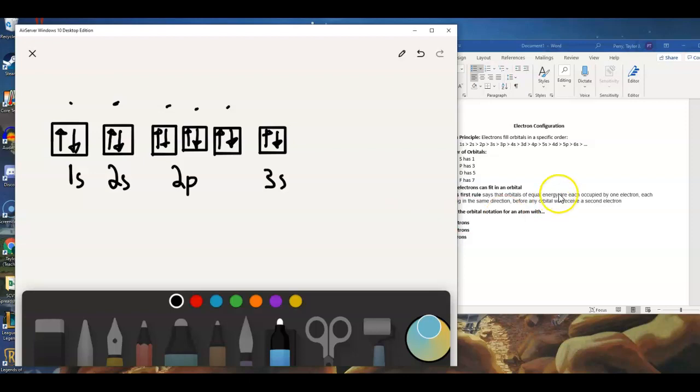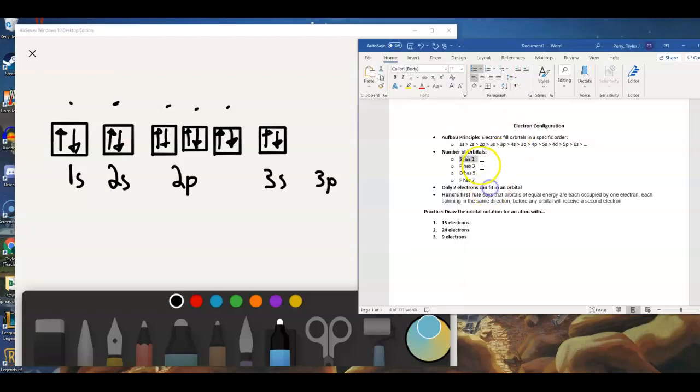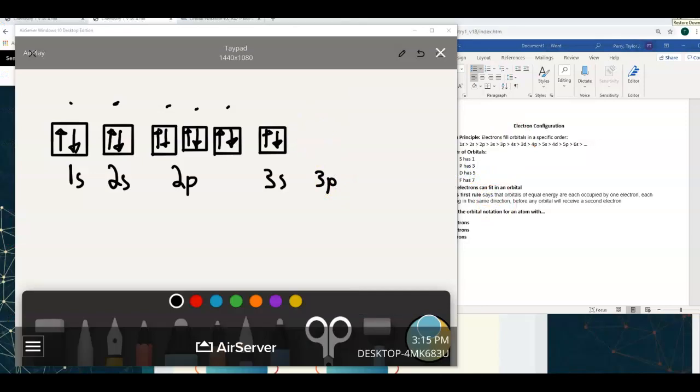So let's keep going. What's next? After 3s, it is 3p. So let's go on to 3p. All right, 3p. And again, it's a p subshell. So how many orbitals can it hold? It can hold 3, right? It says it right here. P has 3. So we're going to draw 3 boxes here. 1, 2, 3. They're not the most perfect boxes in the world, but they're mine.